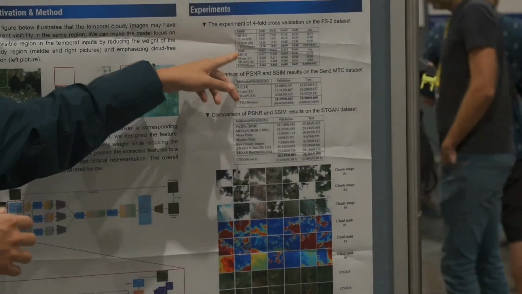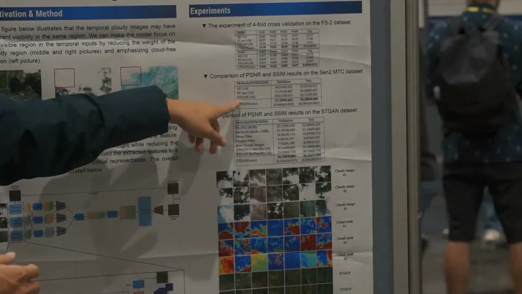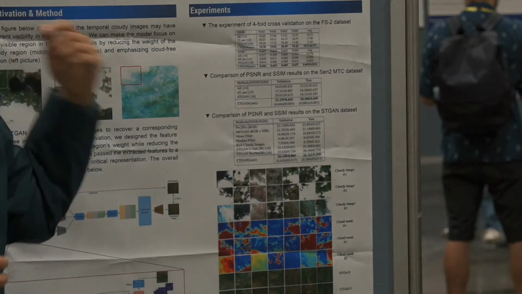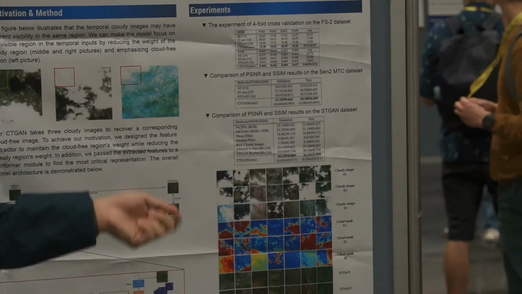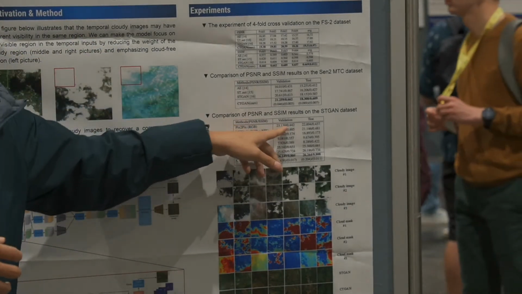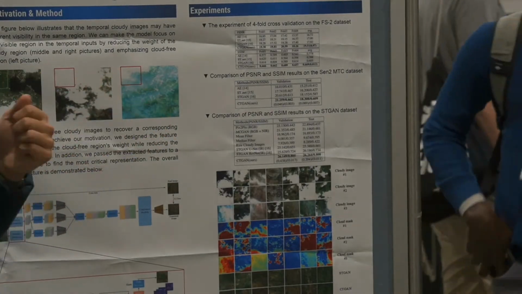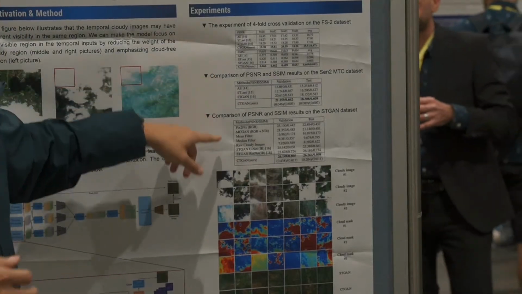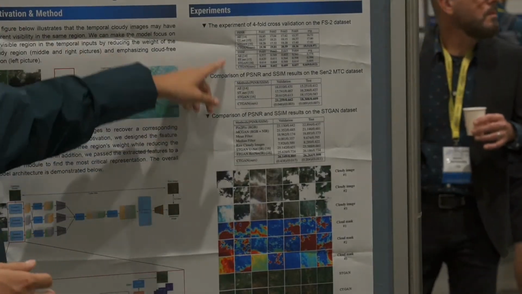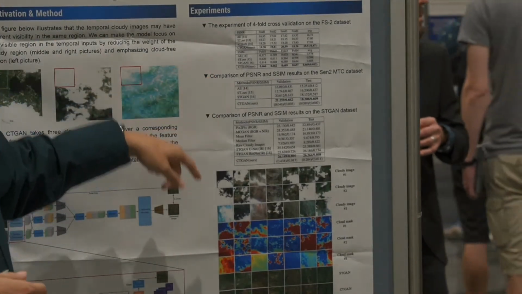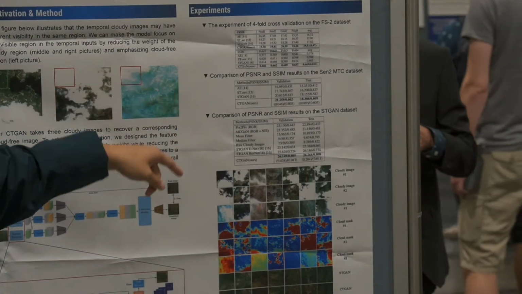So we use 3 different datasets to evaluate our performance: Formosa set 2, which is from Taiwan, SEN2 and TC, which is from Sentinel-2 satellites over Europe, and the STGAN dataset, which is from a previous state-of-the-art paper. In these 3 datasets, our performance outperforms the previous work and achieves state-of-the-art performance.